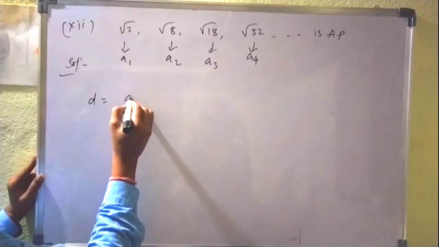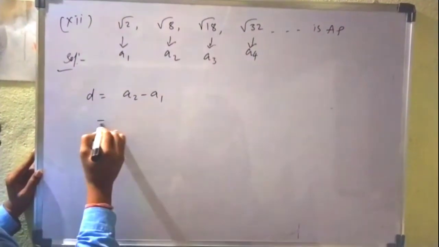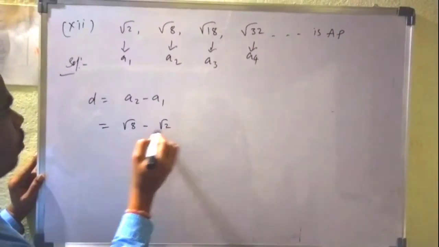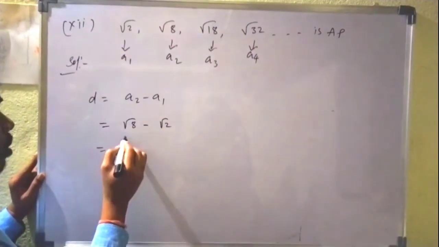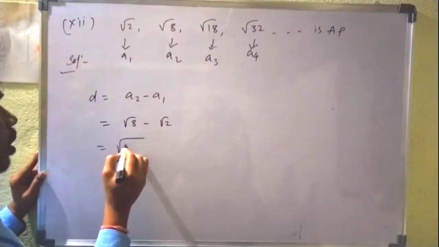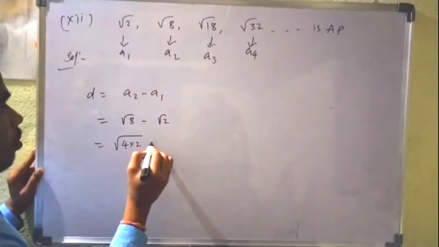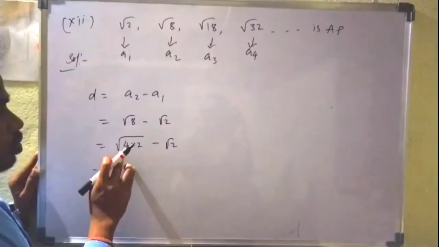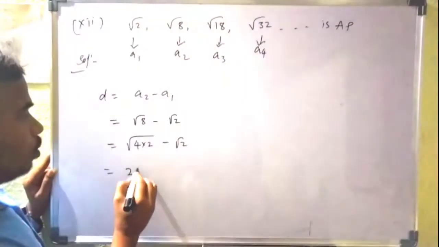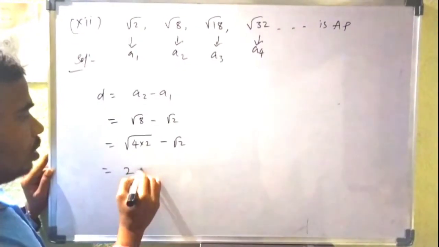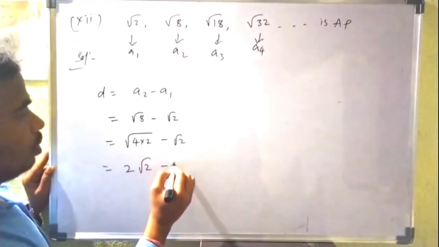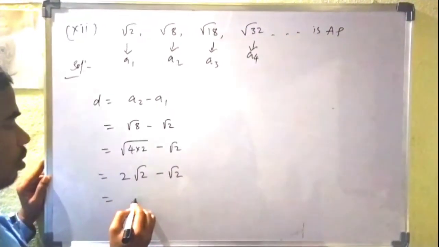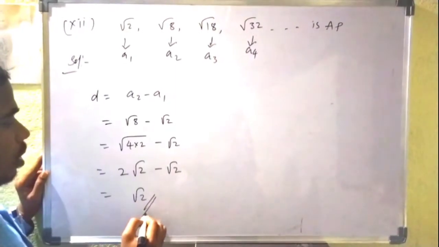d is equal to what? A2 minus A1. A2 is root 8, root 8 minus A1, which is root 2. Root 8 we can write as root of 4 into 2, minus root 2 as it is. The square root of 4 is 2, and root 2 stays inside. So it is 2 root 2 minus root 2, which is equal to root 2. Root 2 is the common difference.